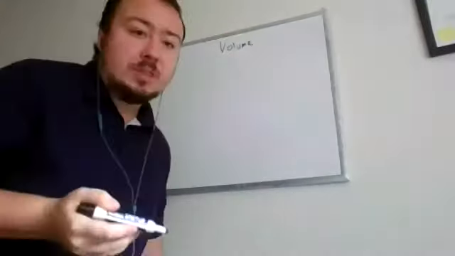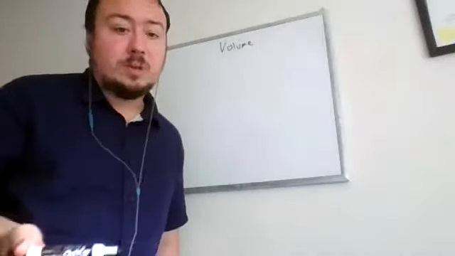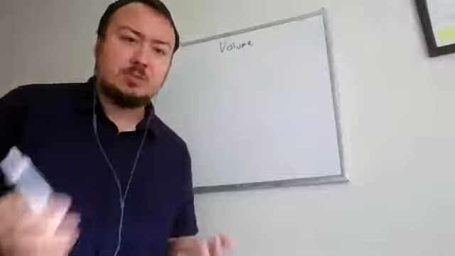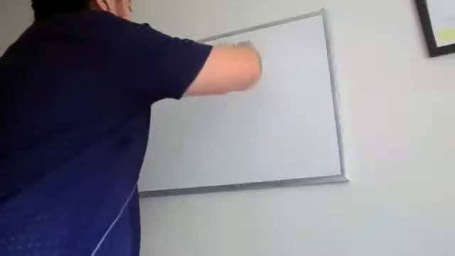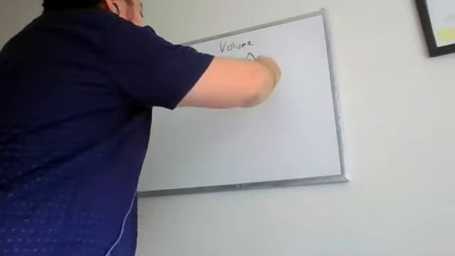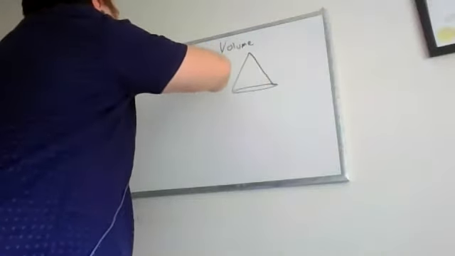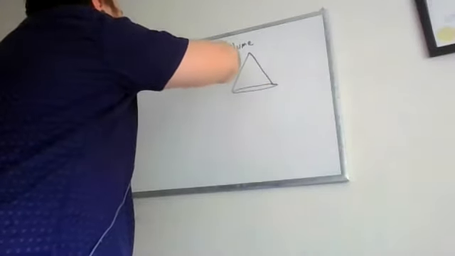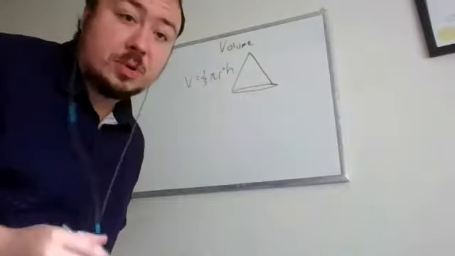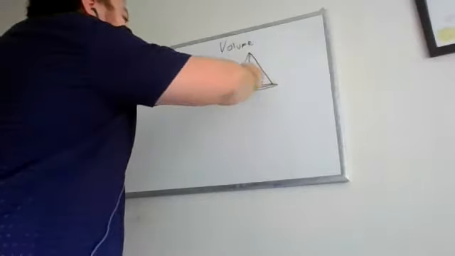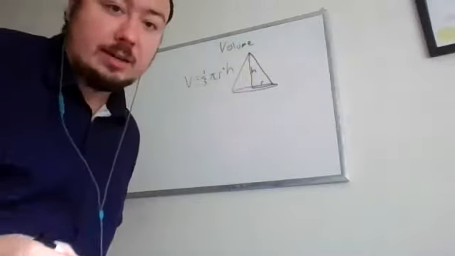So for the first example for volume, I want to pick a shape that we already know the formula for, so we can check this new technique against well-known formulas. So what I'm going to do is try to find the volume of a cone. And if you look this up, the volume of a cone is 1/3 pi r squared h, where r is this radius right here, and h is this height right here.